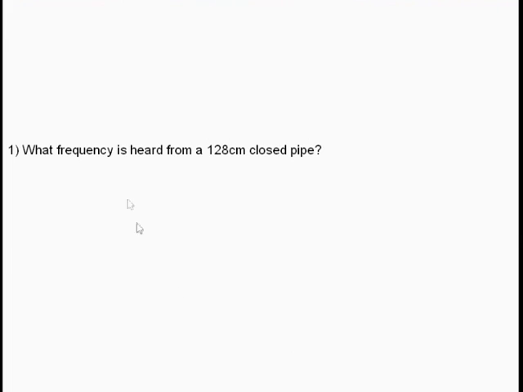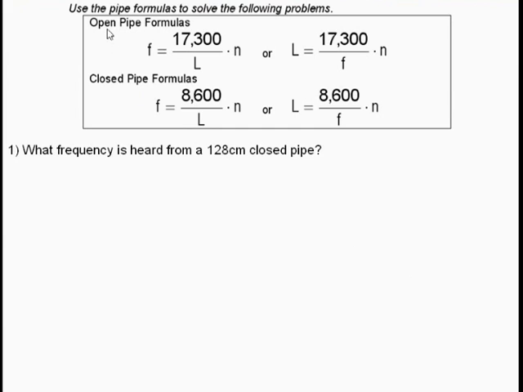So I want to do some practice problems for our worksheet today for standing waves. Our first problem says, what frequency is heard from a 128 centimeter long closed pipe? So first we have to look at our formulas. We have a formula for the open pipe and for the closed pipe. And then for each one of the pipes we have two formulas. Are we trying to find the frequency or are we trying to find the length?